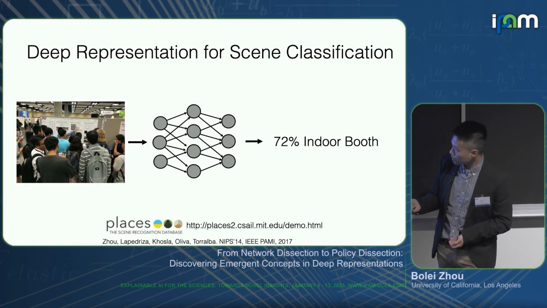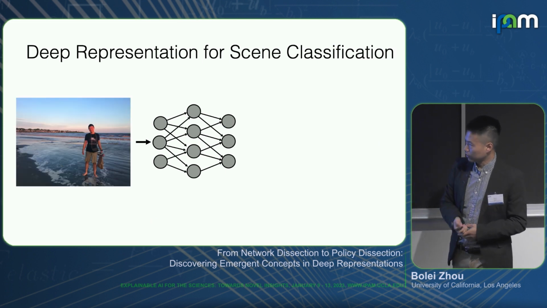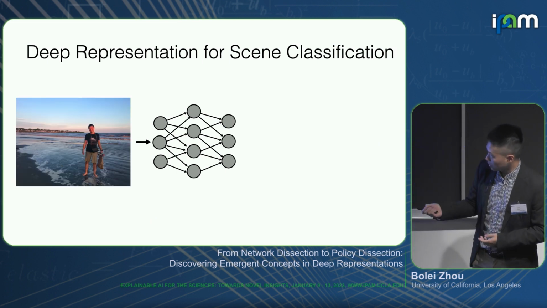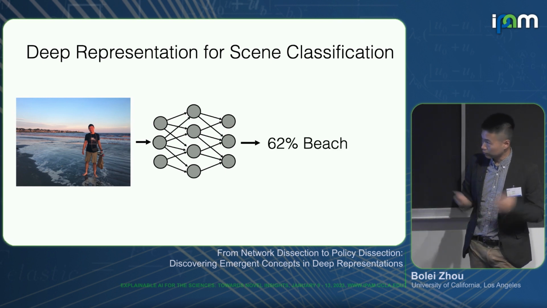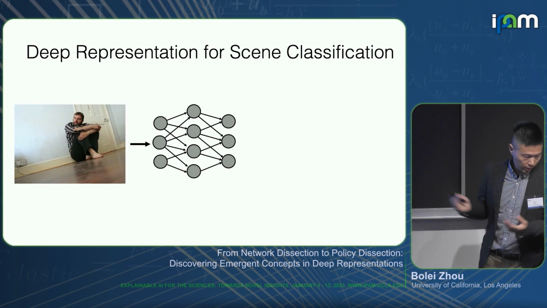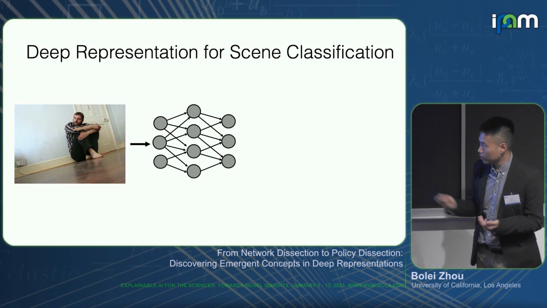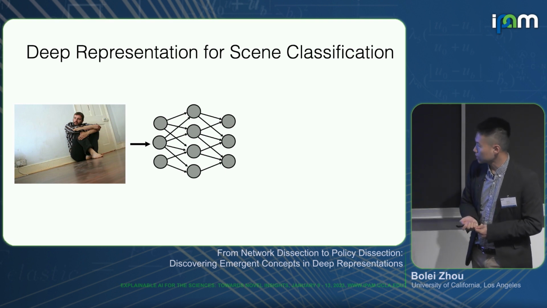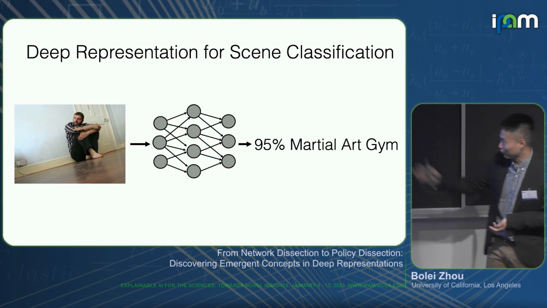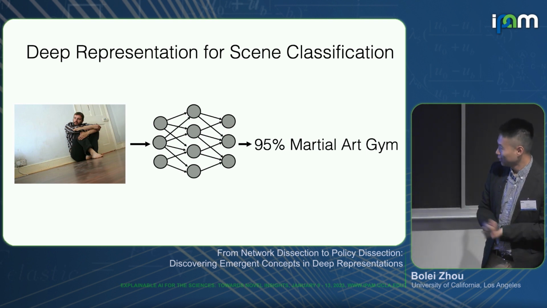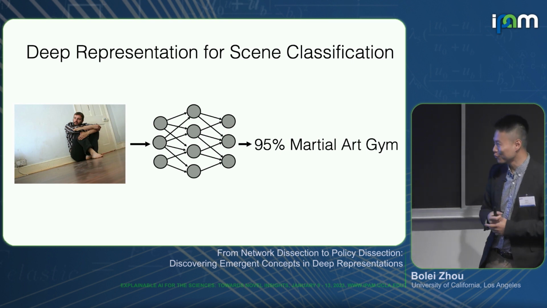So given the input image, we put it into the network, and it predicts 72% in the booth. And if you give another image, an image of me on the beach, then it recognizes 62% beach, so very accurate. We can also pass another image. Here's another image of my friend. It's fed into the neural network, then gives a little bit of a bizarre prediction: 95% martial art gym. I'm pretty sure my friend doesn't know any kung fu, right?